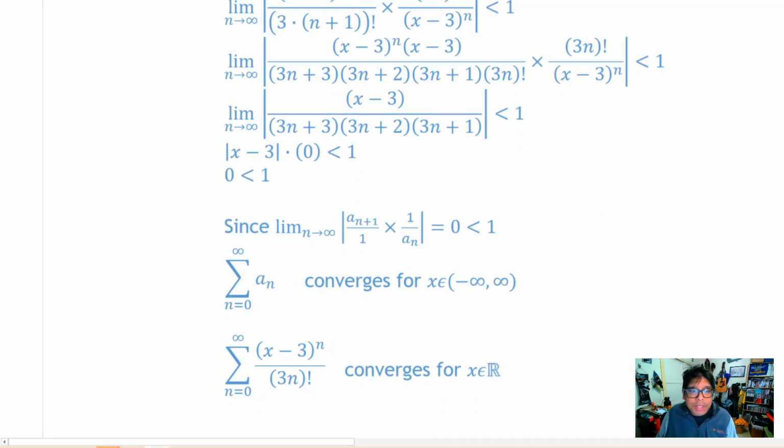And if you're feeling fancy, you can say x is an element of the real numbers, which is that double R looking symbol that you sometimes see. It's the same thing as negative infinity to positive infinity. And there it is, our interval of convergence for the series.